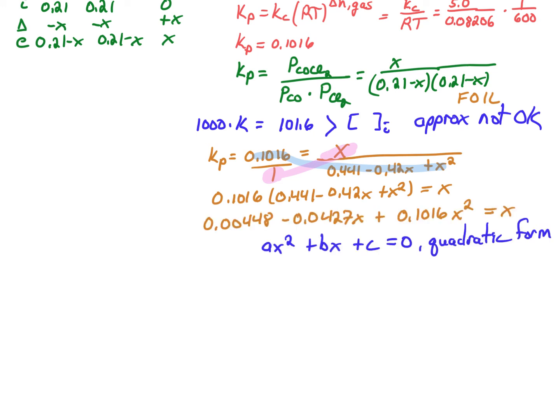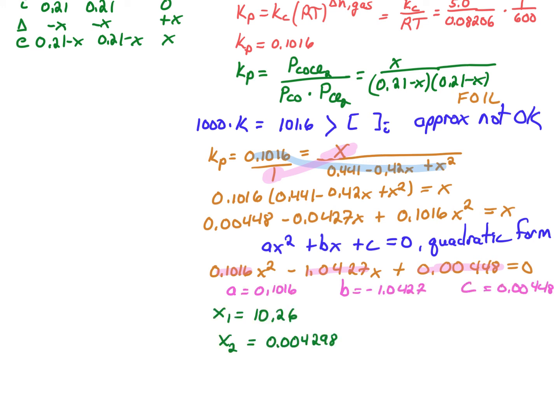Alright, so the next step is to put this in the quadratic form so we can know what a, b, and c are equal to. To do that, we'll subtract x from each side. Alright, so now we have our values of a, b, and c. Alright, so we've obtained our two roots. Typically, I just go online and use a quadratic formula calculator once I have a, b, and c. So we have our two roots.